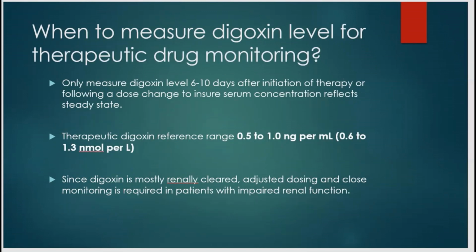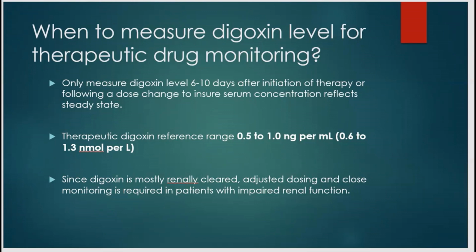When to measure digoxin level for therapeutic drug monitoring? Usually, we only measure digoxin level at the beginning when we initiate the drug, which is about 6 to 10 days after initiation. Like I said before, this is because it takes time to reach steady state. And sometimes we also order a level after dose changes to ensure that the serum concentration reflects steady state.